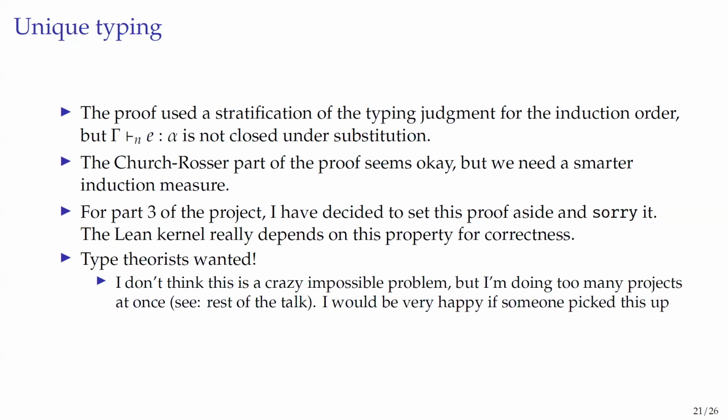The sort of Church-Rosser part of this proof seems okay, but we need a better induction measure. And so I've basically decided to set this aside and sorry it for now, but the Lean kernel really does depend on this. And so this is my request for type theorists wanted. I don't think that this is too hard, but I'm working on a lot of things, and so if I can find someone to work on this problem, that would be great.